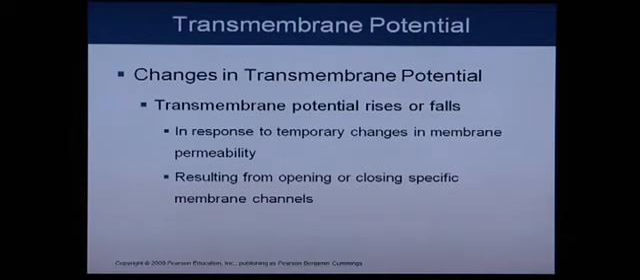The changes in transmembrane potential. Transmembrane potential, which remember is negative 70 millivolts at resting, if it changes, this will help us to have an action potential, which means we'll carry out some type of action potential to cause the release of a neurotransmitter, which can direct a change in the body. Transmembrane potential changes in response to changes in membrane permeability or results from opening or closing specific membrane channels.